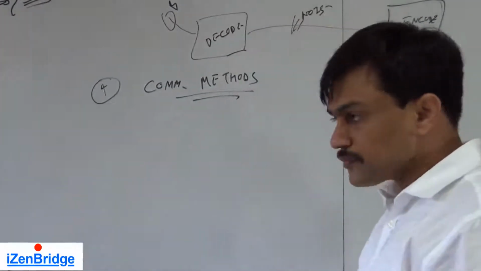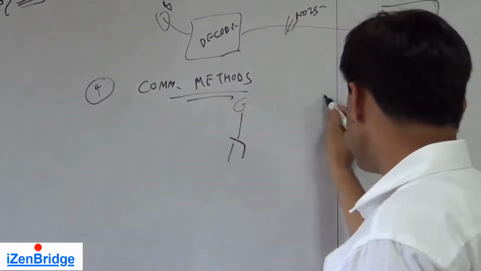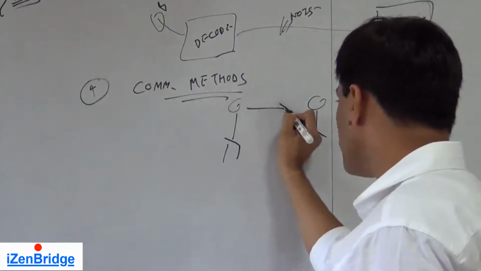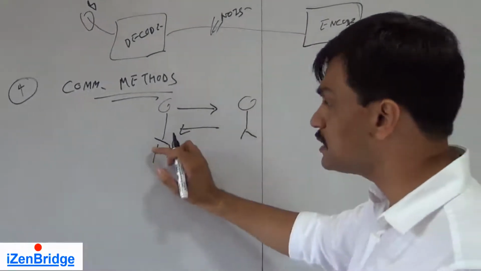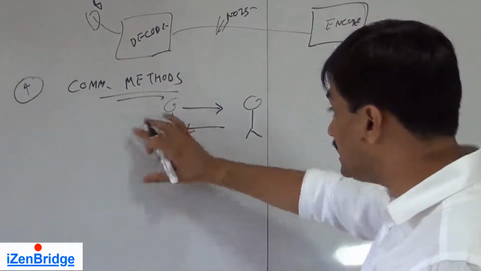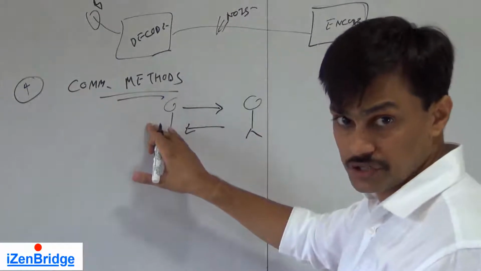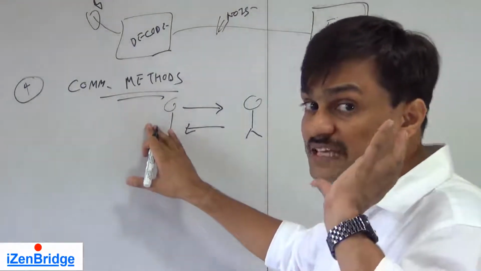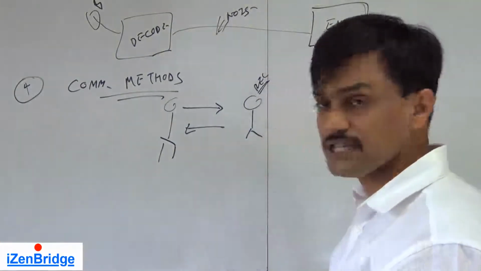Now, there are three types of methods. One is interactive, where two people are talking. You are asking the question, he is replying, he is asking the question, you are replying. And in this model, the person who is generating information, the person who is giving instructions, has to ensure that the receiver gets the right message.